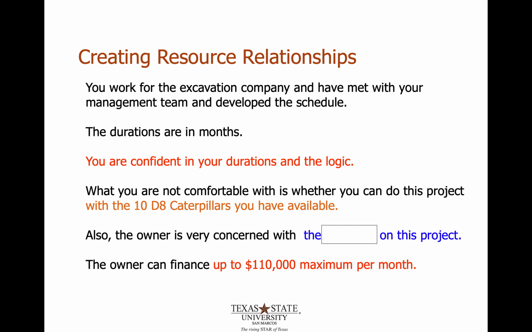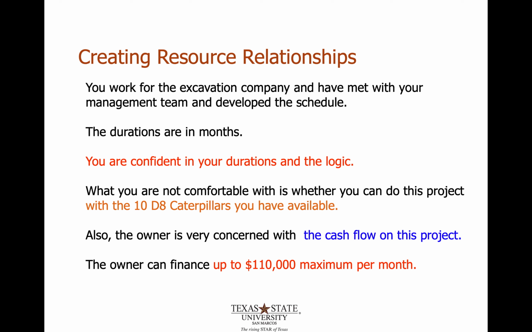And also, the owner is very concerned about the cash flow, so we're going to use the same schedule to balance two different resources: the pieces of equipment we have available at our disposal, 10 of these pieces of equipment, and the cost, since the owner is concerned about funding the project. They can only fund or finance up to $110,000 per month. So in an individual month, they can only give us $110,000 to work with. So we can't charge any more than that because they can't pay us any more than that.